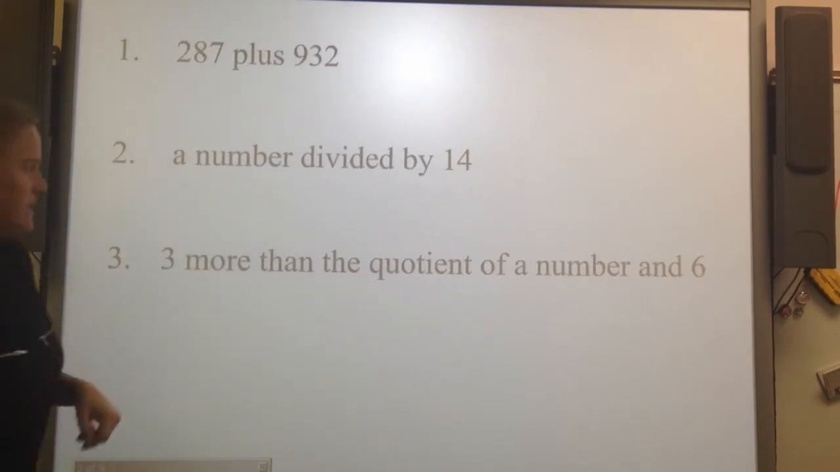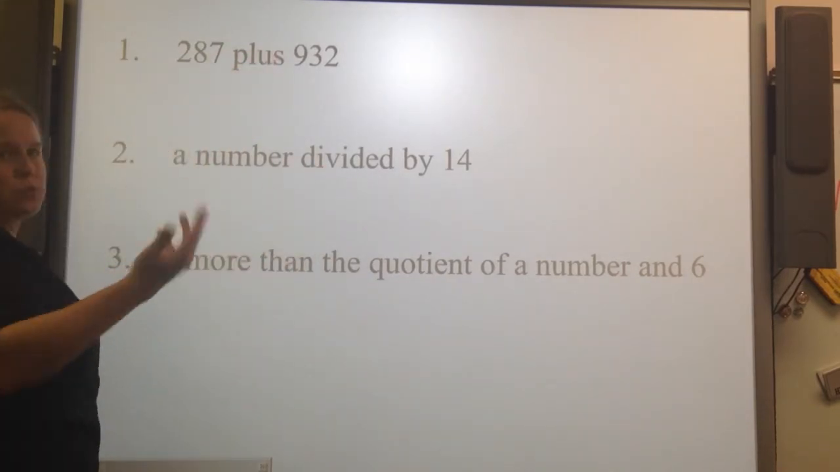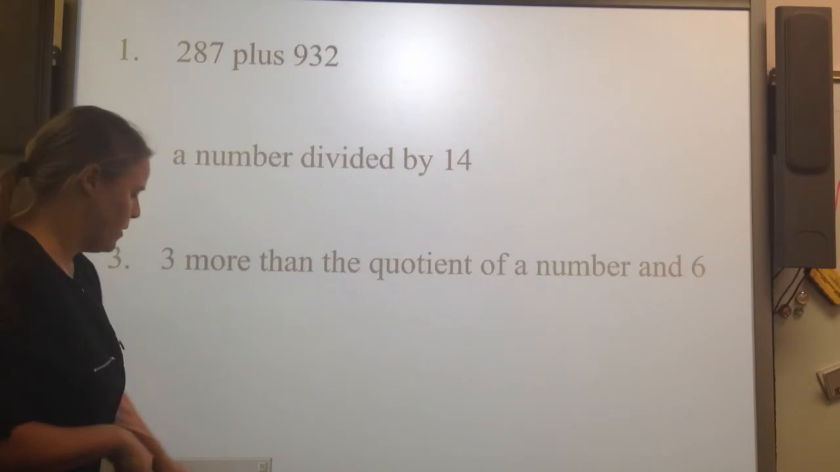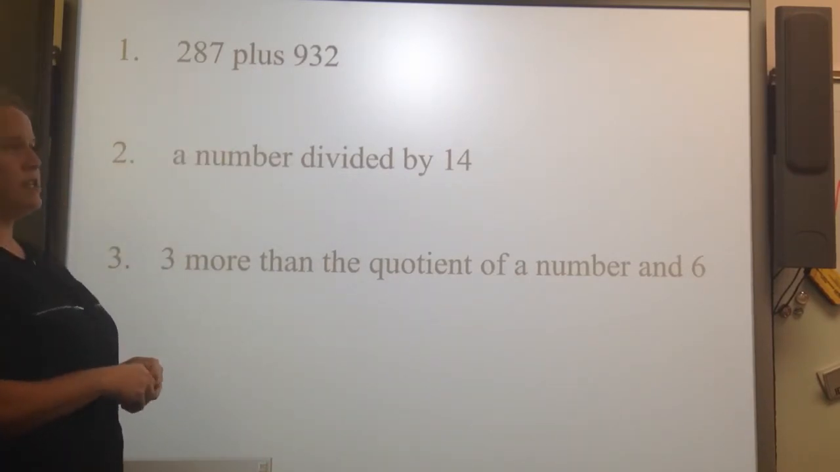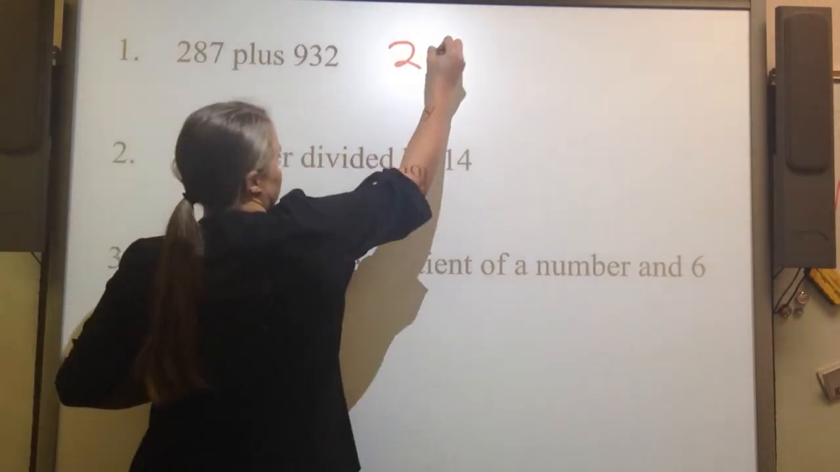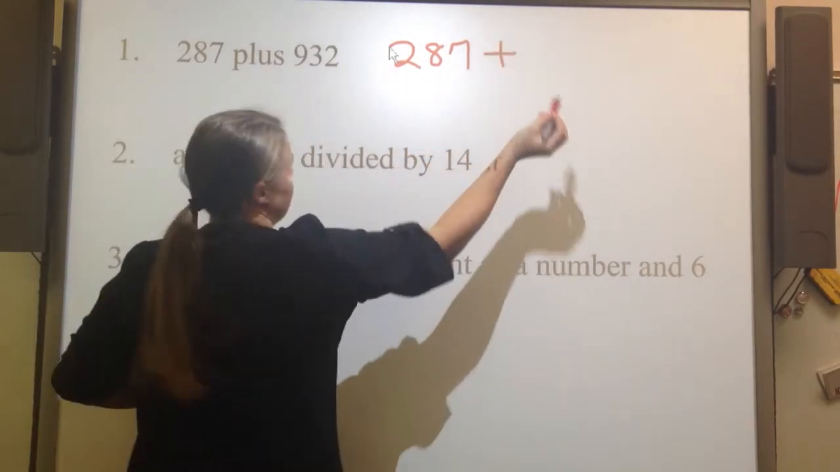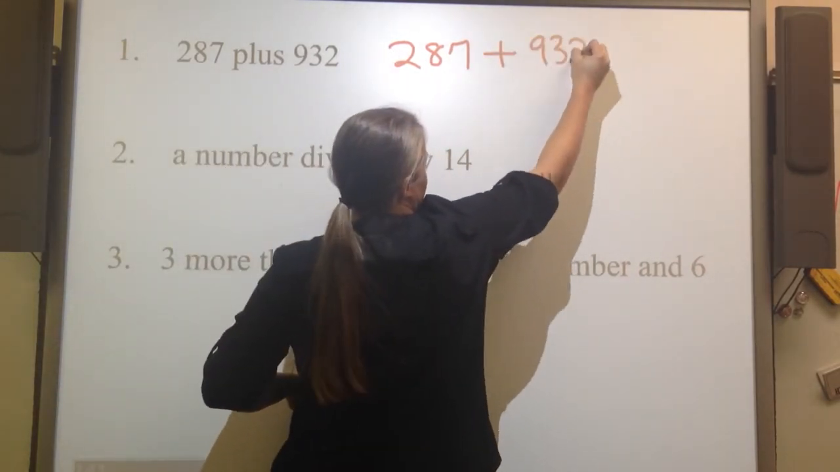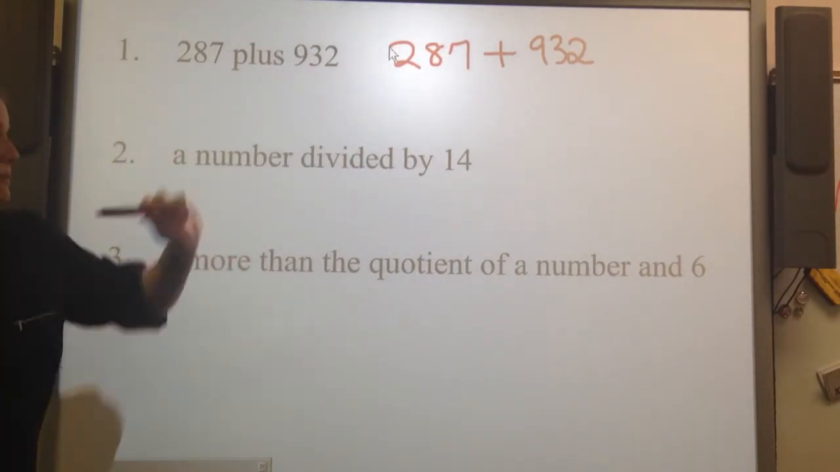Okay, so let's do a couple of examples. Right now, I do want you to copy down the word form as well as the math that I'm going to do with it. So for the first one, we have 287 plus 932. Simple, I know. We're going to do it together just to make sure. So we have 287, plus obviously indicates the plus sign, plus 932. And that's it. We're not solving. We're just writing out the expression.